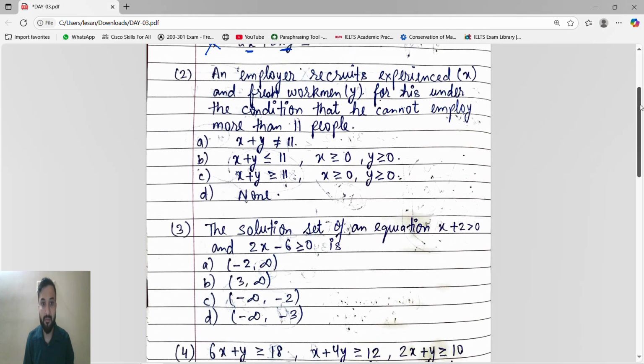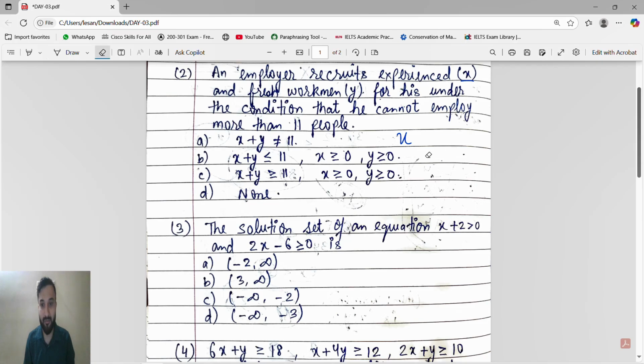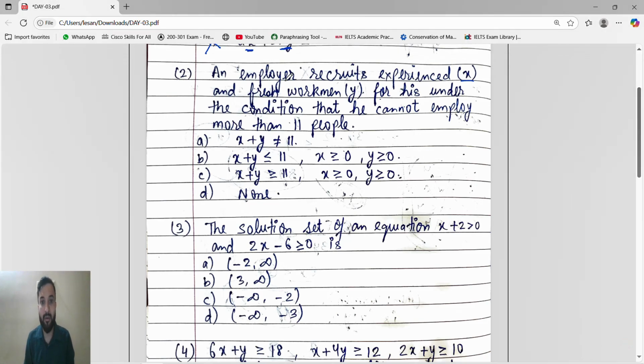Next, they said an employer recruits experienced workers. Experienced means they have taken x. In life also, guys, more experience is better. So an employer recruits experienced workers x, and plus fresh workmen y.